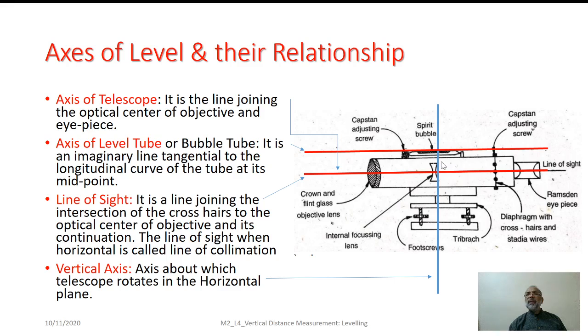The vertical axis of the equipment is passing through the spindle of the equipment. It is in the direction of gravity. Practically, the level rotates about the vertical axis in the horizontal plane.